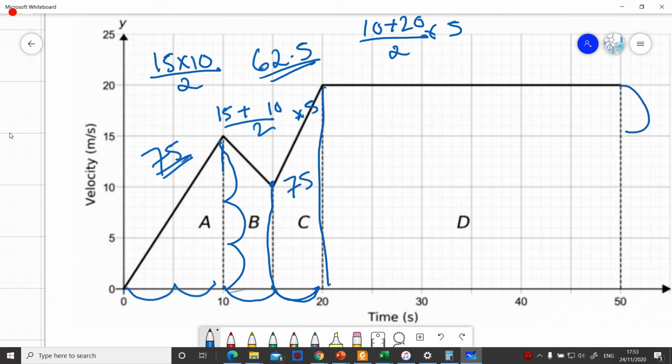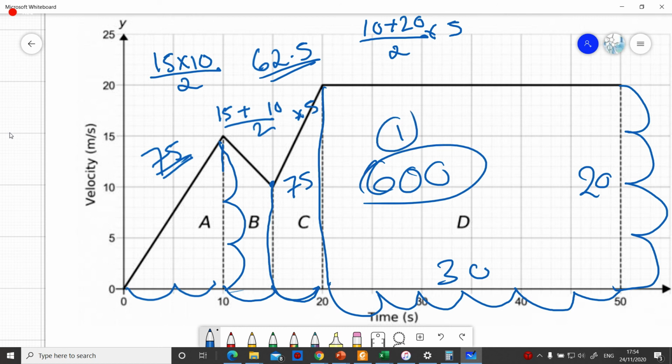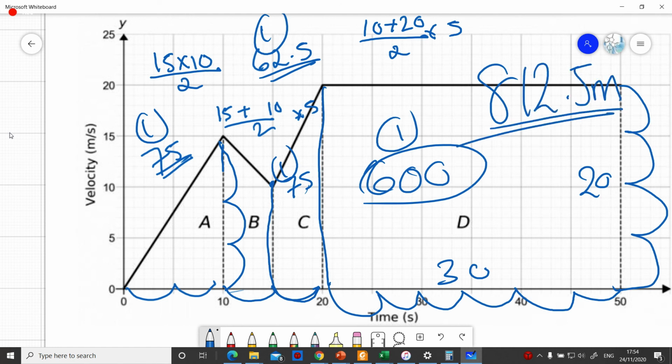Last but not least, the main one. It jumps by 1, 2, 3, 4, so that's 20 on this side, and 1, 2, 3, 4, 5, 6, so that's going to be 30 here. 3 times 2 is 6. Add the zeros. So now adding this, this, this, and this will give you 812.5 meters. So please, can you check that out?